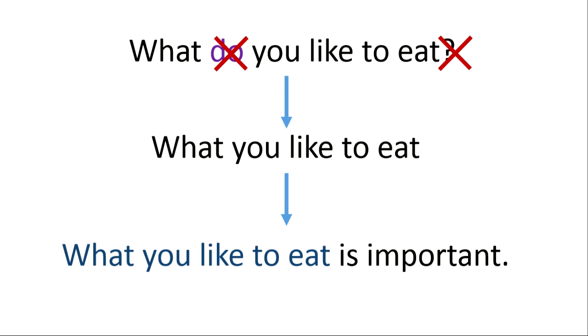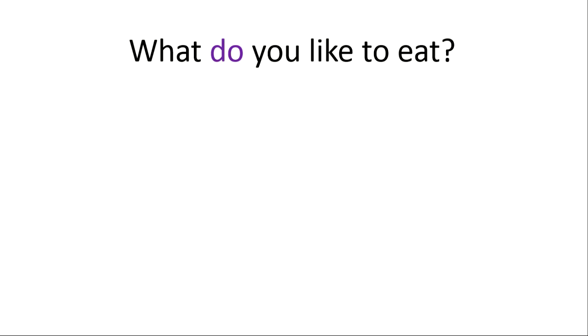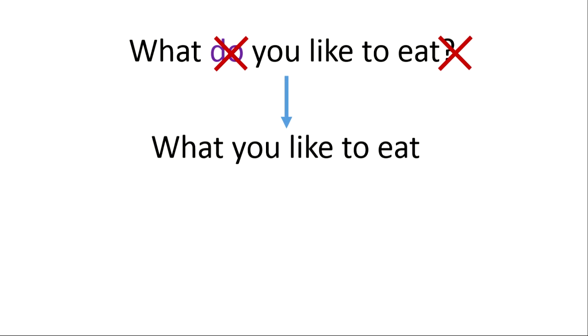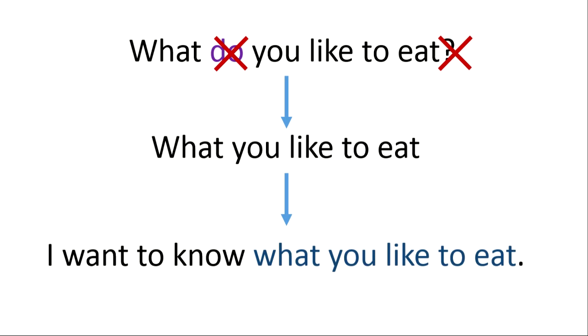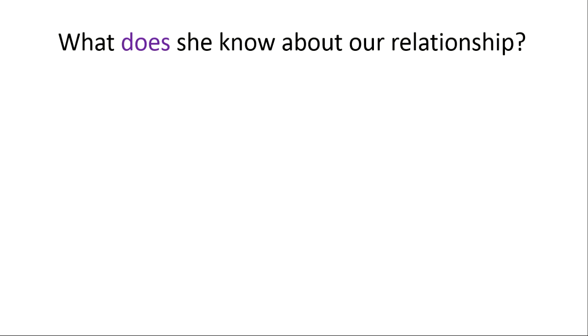Let's do it again, but this time I'm going to use this noun clause as the object of the sentence. We have the same question, what do you like to eat? We get rid of the auxiliary verb and the question mark, and now we have the noun clause. And then in this new sentence, as you can see, the blue part is a noun clause, which is the object of the verb know. I want to know what you like to eat.